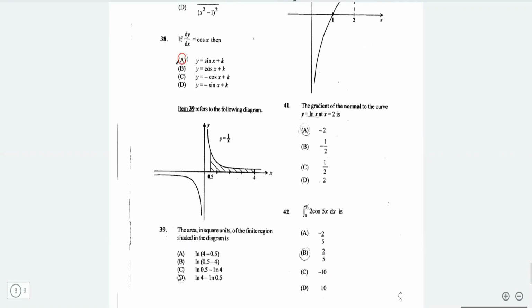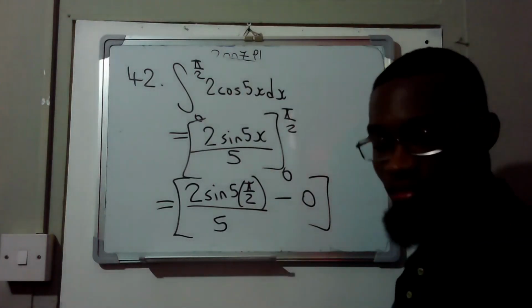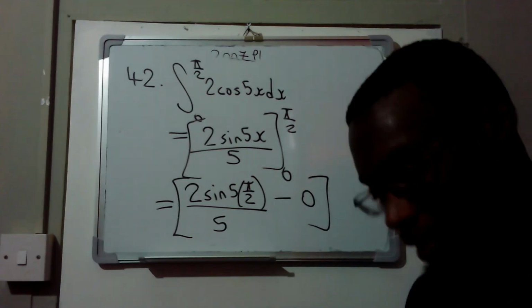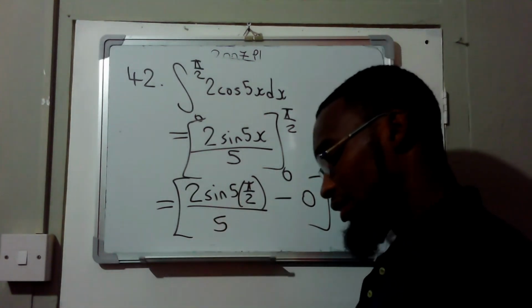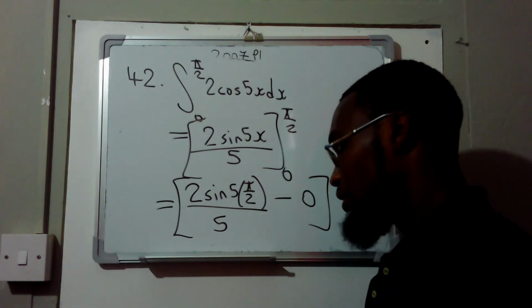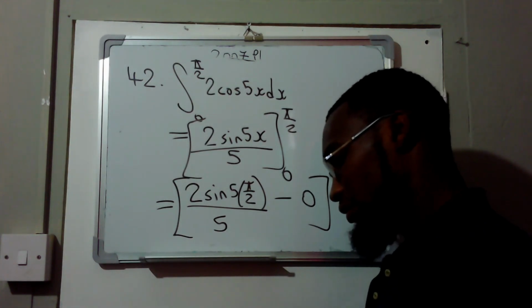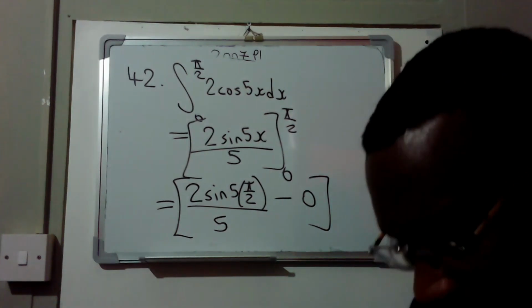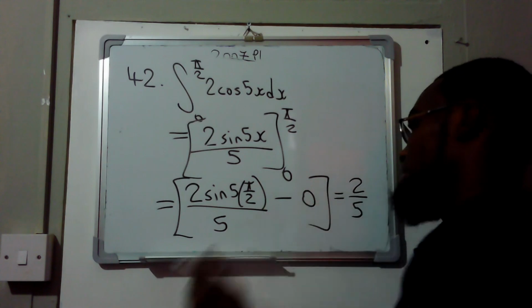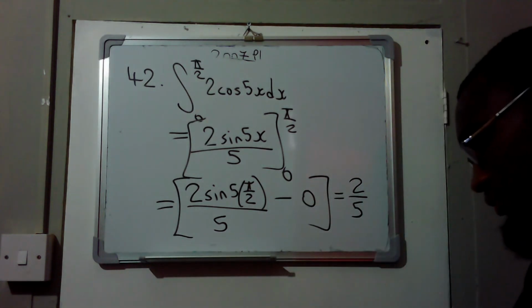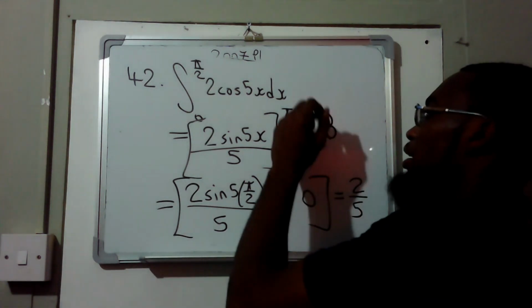Put this in a calculator. 5 pi by 2, I'm going to put in my calculator. Okay, so that's 2 over 5. Put in my calculator, I get 2 over 5. That's option B.